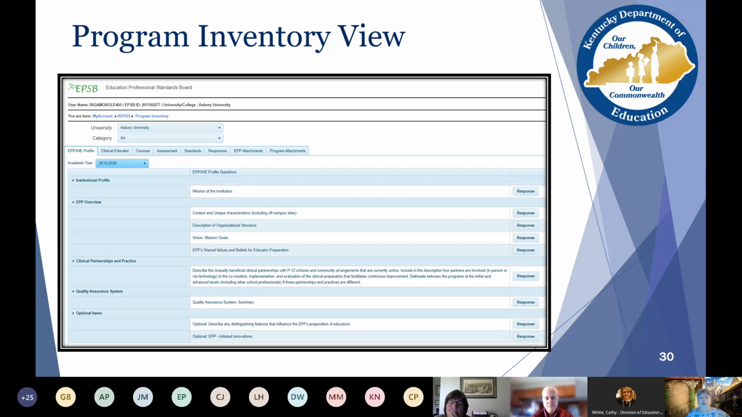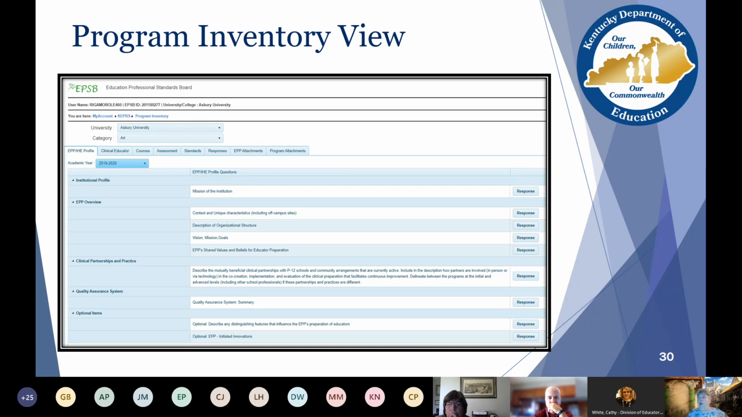This landing page for the program inventory view has tabs underneath the category. These tabs are the EPP IHE Profile, Clinical Educator, Courses, Assessment, Standards, Responses, EPP Attachments, and Program Attachments.